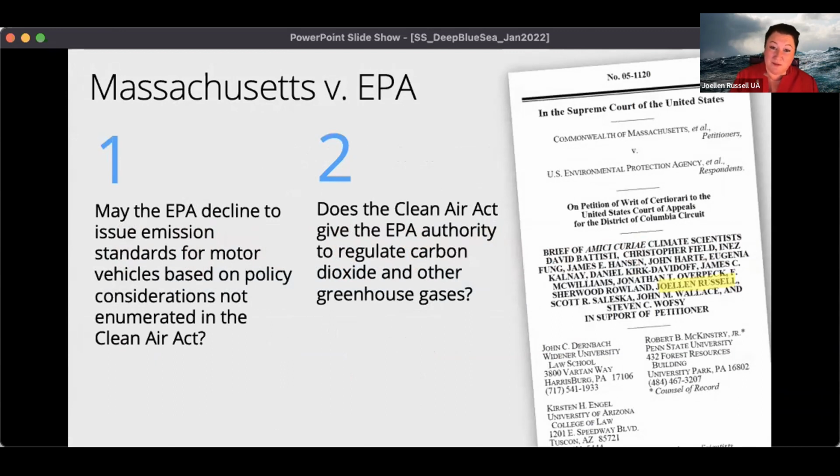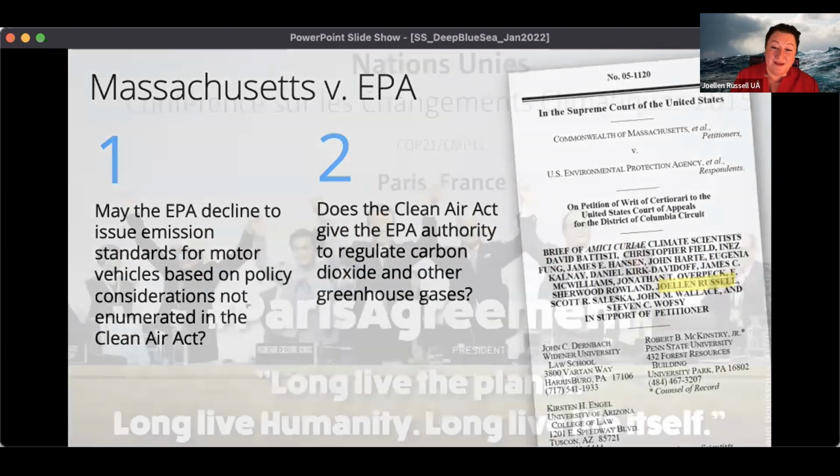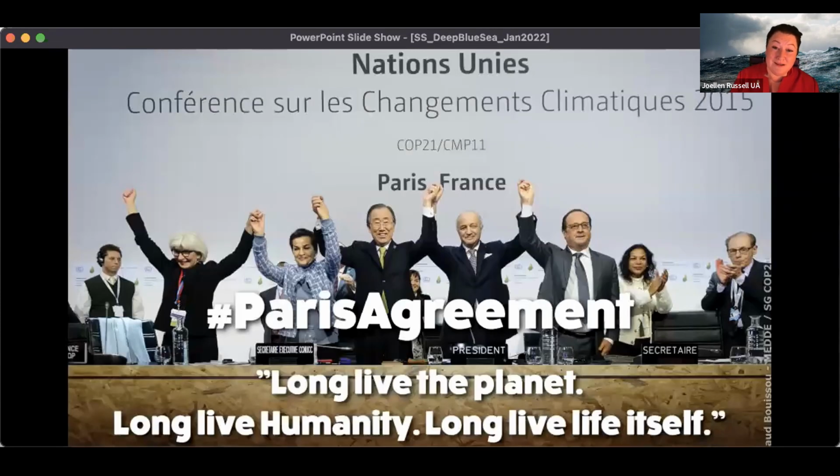We know this really well. And so they asked, may the EPA decline? And does the Clean Air Act give the EPA authority? And the justices ruled yes. They may not decline, and yes, it is covered. So it's already the law of the land.